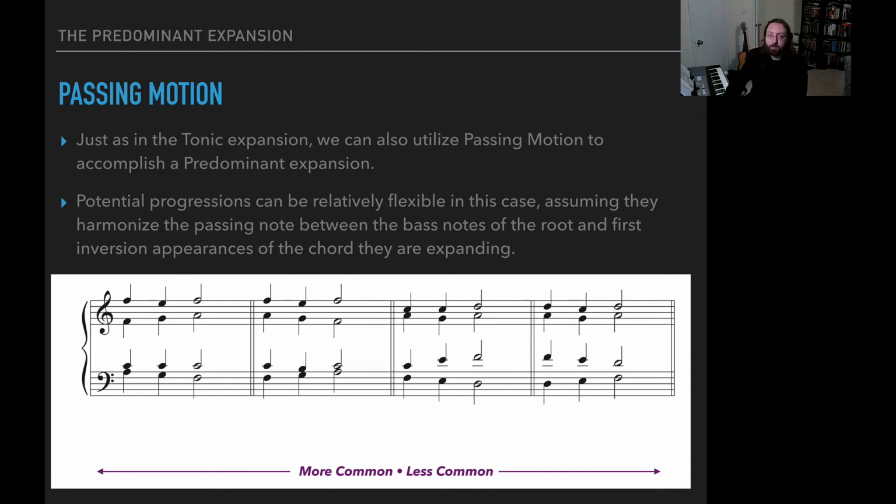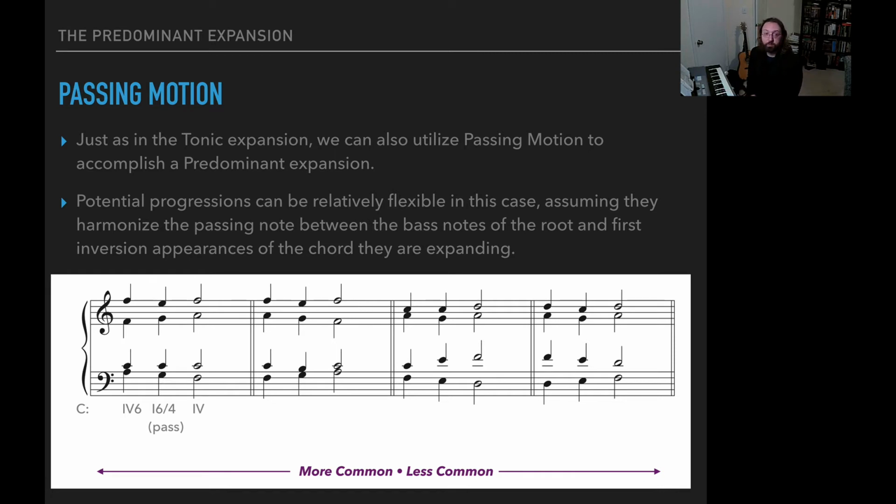So let's start with the more common ones, which will be on the left-hand side, and we'll go to some of the less common ones on the right-hand side. Probably the most common way that we'll see some passing motion is to move from 4-6 to 4.